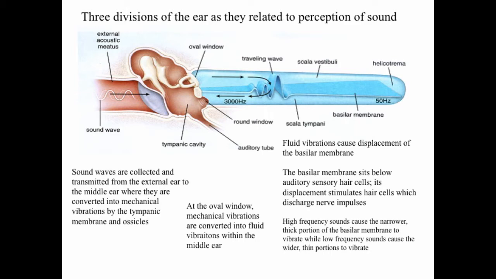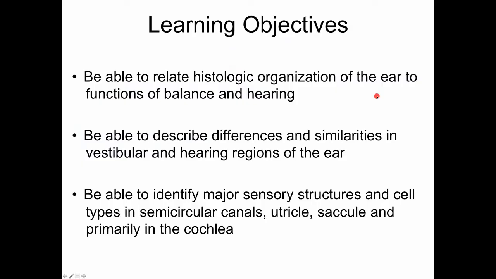You'll talk about it in physiology, but if you note, high frequency sounds are going to cause the narrower portion of this basilar membrane to vibrate, while lower frequency sounds are going to cause the wider portion of this membrane to vibrate. And you'll also notice that the narrower portion happens to be thicker and that the wider portion happens to be thinner. We'll have more about this later.